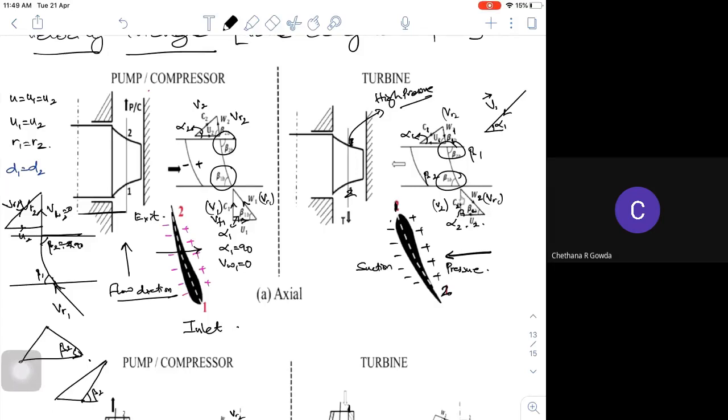As I have already told, in case of a turbine, the high pressure fluid will be pushing the blade. So this will be the direction of rotation. Now in a compressor, this was the direction of rotation, and for a pump or for a turbine, it is the other direction. So now, what is more important here?